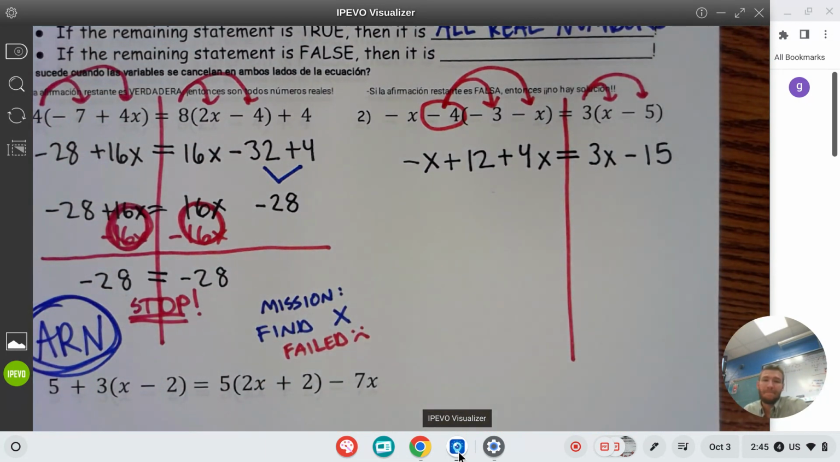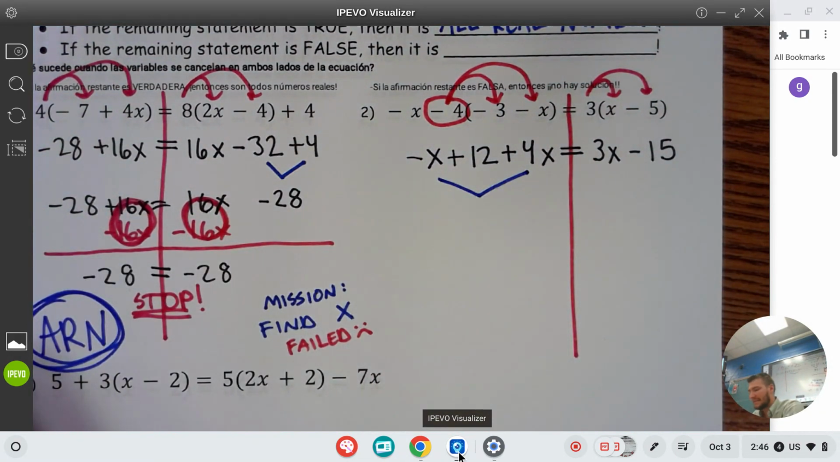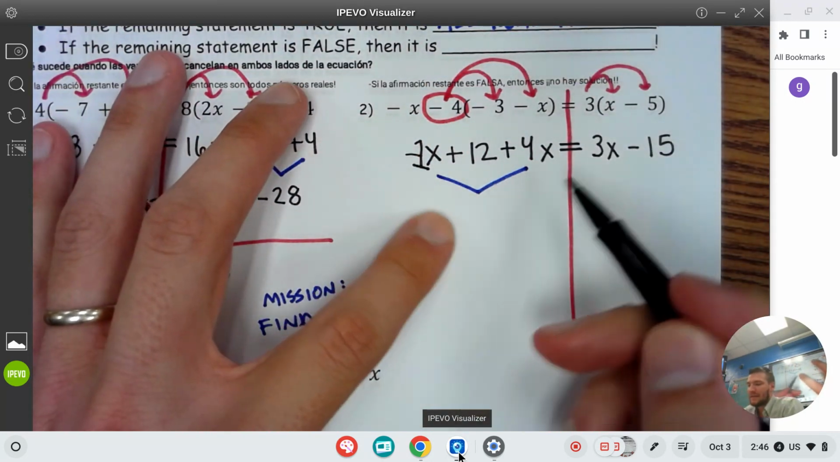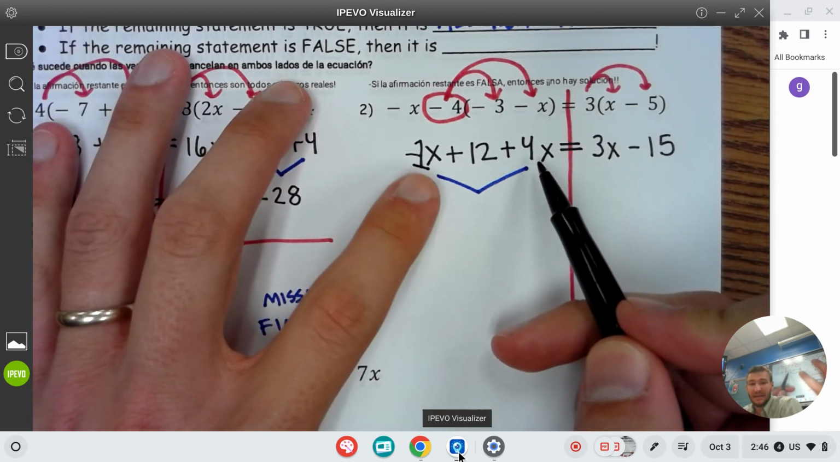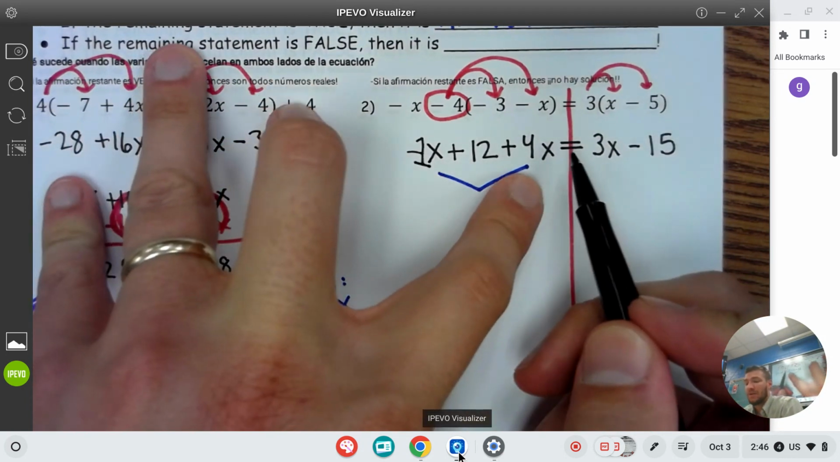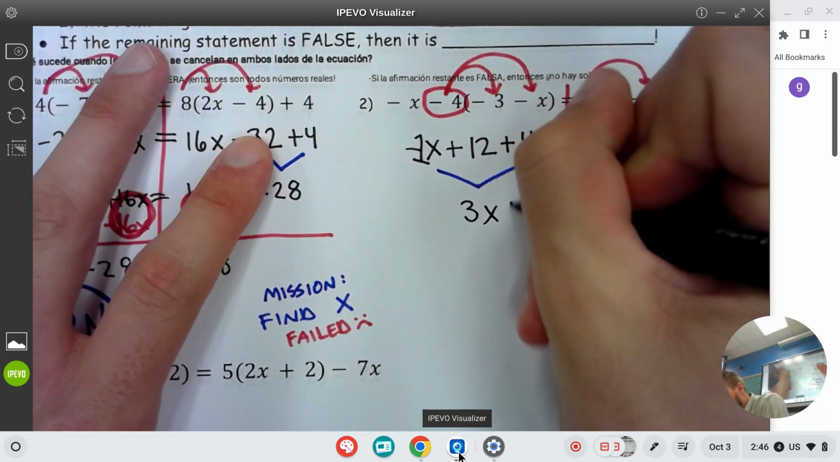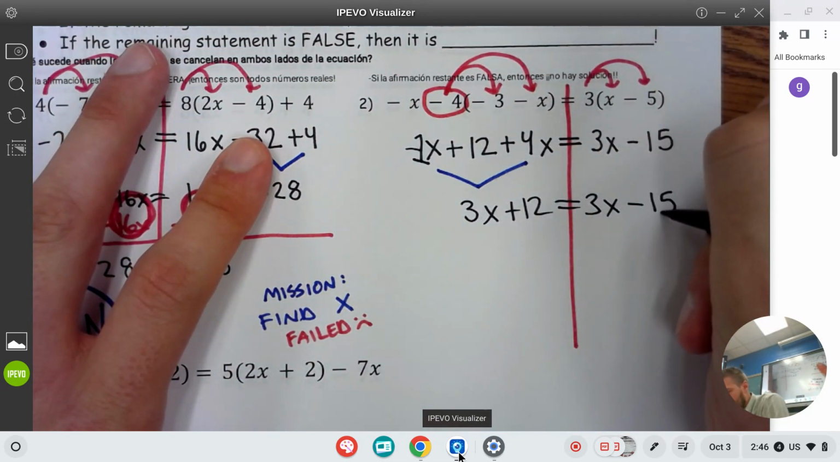All right, cool. Like I said, a little bit weird today. You're going to have to do some combining like terms. So if we look to combine these together, I know this is negative 1x. These two need to combine. Negative 1x's plus 4x's. Right, it's just 3x, easy peasy. 3x plus 12 equals 3x minus 15.